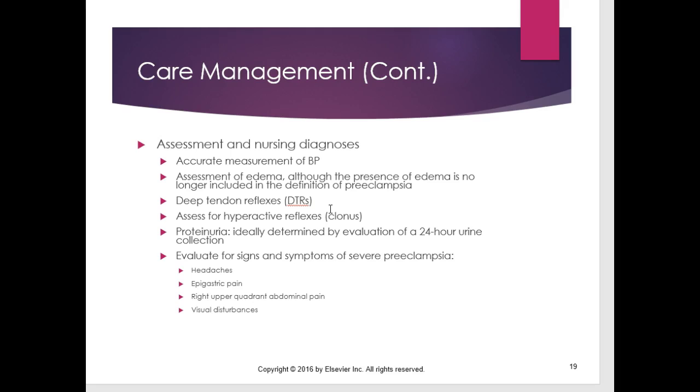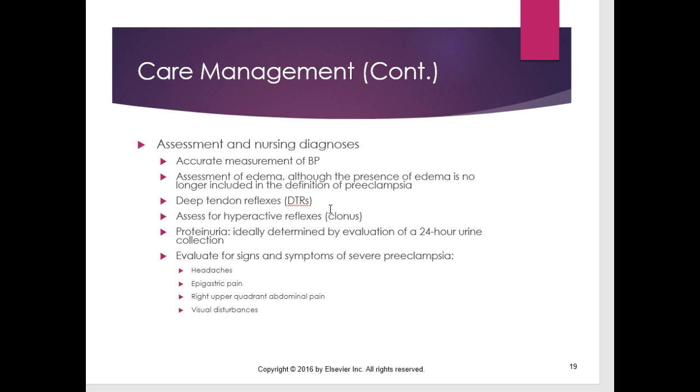Proteinuria, we can remember if you have 140/90 with proteinuria, that is diagnostic criteria alone. So we can do a 24-hour urine collection. Of course, we have her void, then start her urine. We put the urine on ice, collect for 24 hours, send it off to the lab.